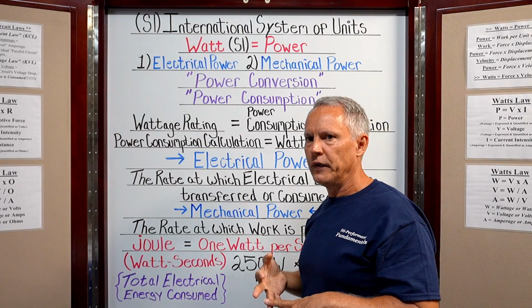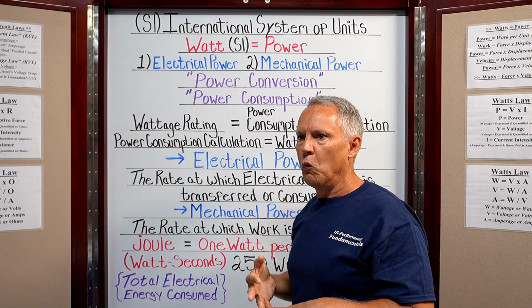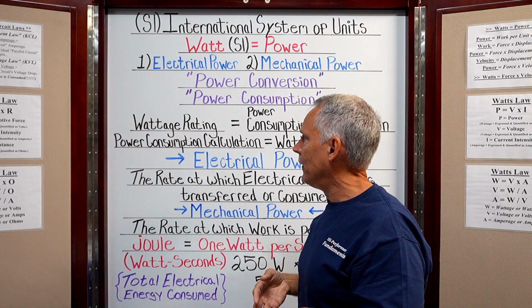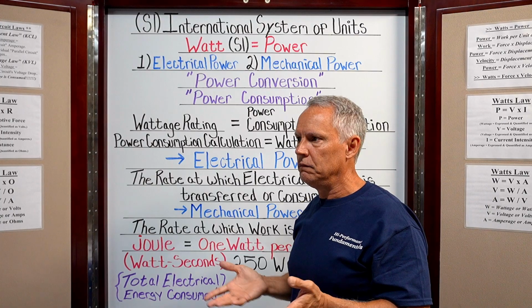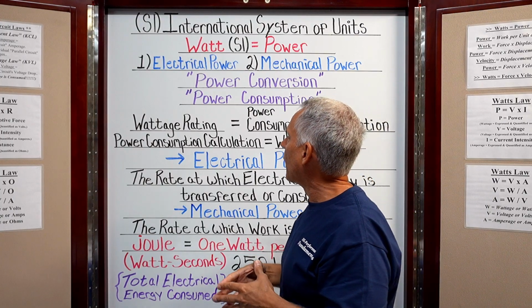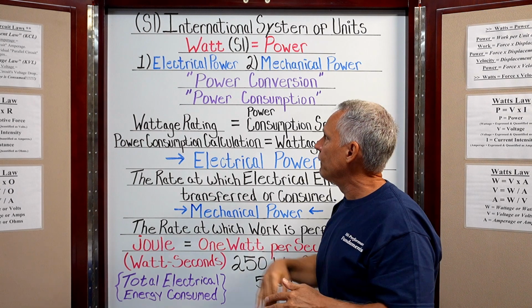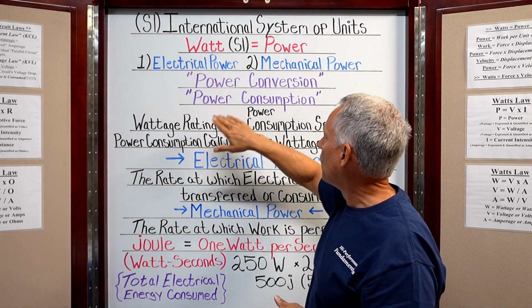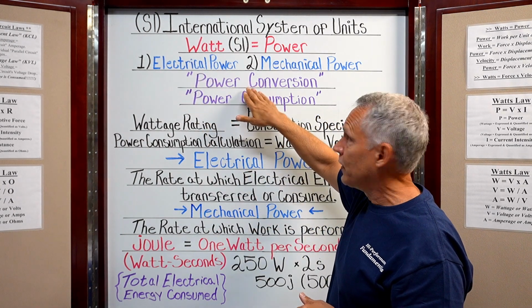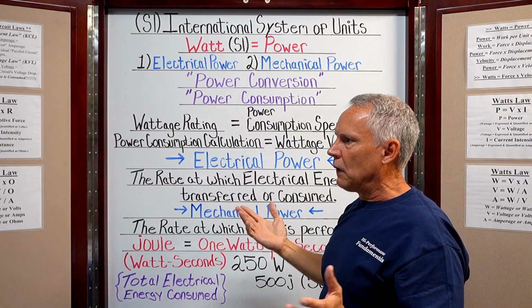If an electric motor is 1200 watts, what does that mean? If a light bulb is 80 watts, what does that mean? And we're going to talk a lot about power conversion and power consumption. For example, we're going to do a power conversion and make electrical power into mechanical power. I'll give you an example of that.